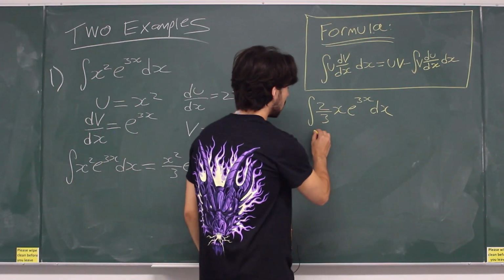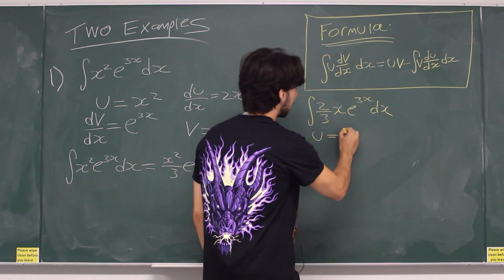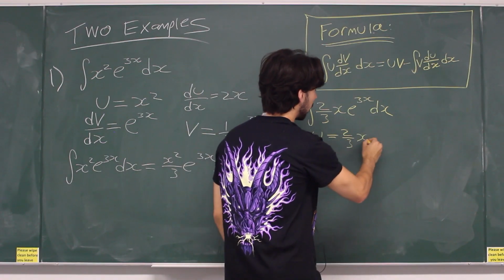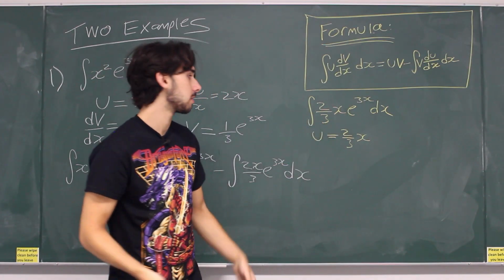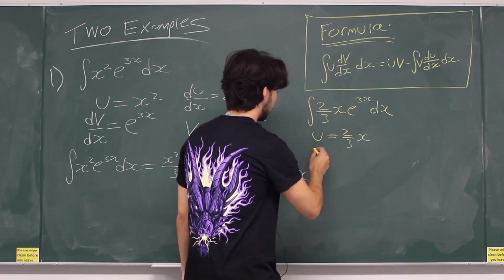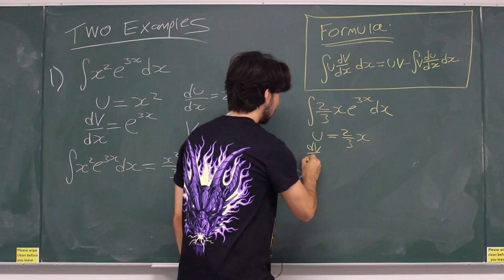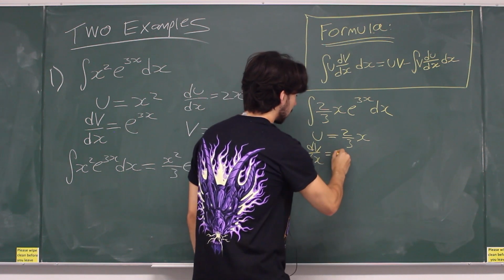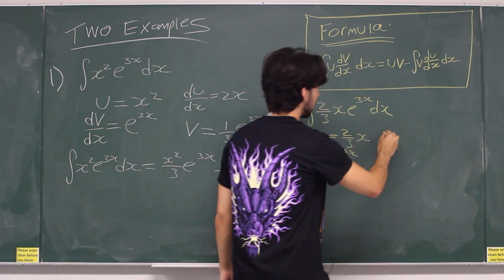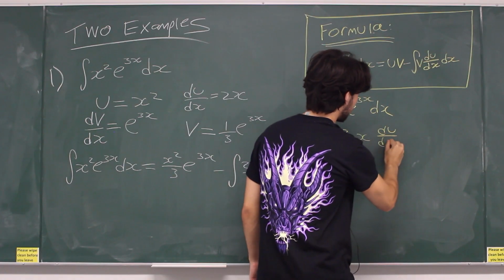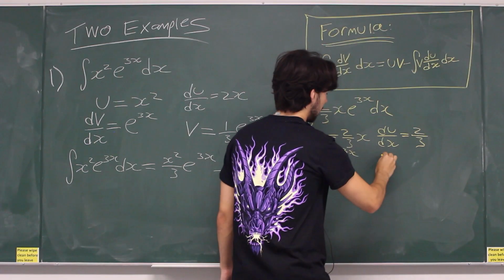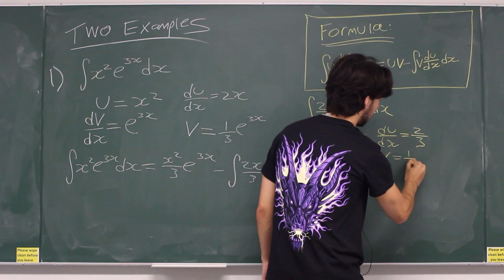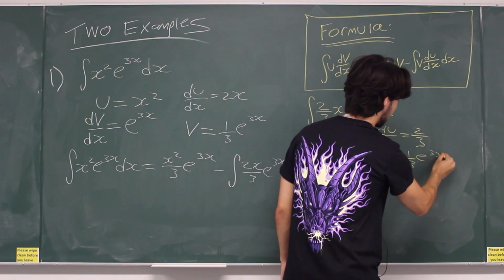Okay, so u is going to be 2 over 3x. It doesn't matter which function you assign the 2/3. You could give the 2/3 to e to 3x, it doesn't matter. And dv dx will be, once again, e to the 3x. And we're just going to do this again. So du dx, what would du dx be? That's just going to be 2/3. And v is, again, 1/3 e to the 3x, okay?